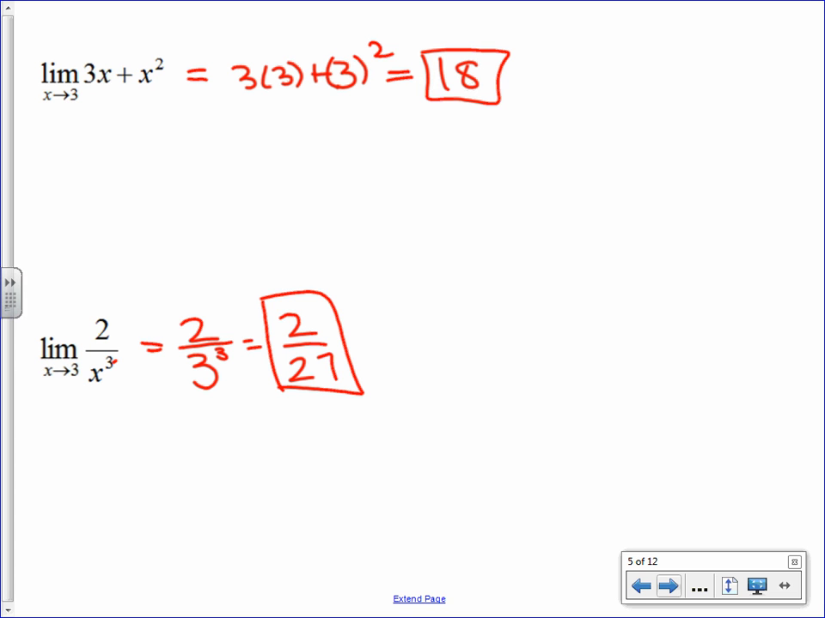Now, what happens? We're going to need a separate strategy for if it does make our denominator 0. So we will talk about that here in about 3 minutes. Okay?